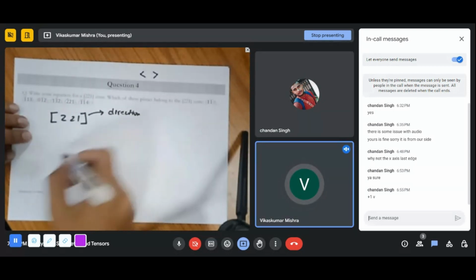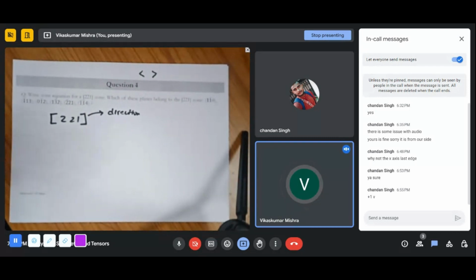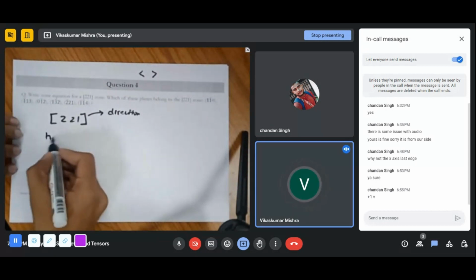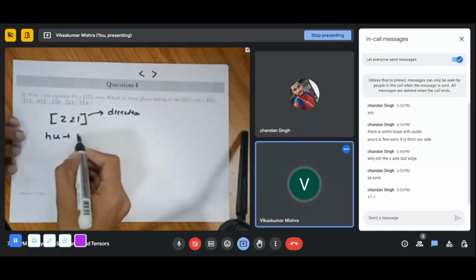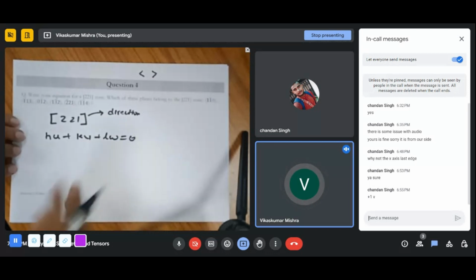Okay, so now the question is asking us to write a zone equation. What is a zone equation? We just read it, right? We just know what a zone equation is. That is h times u plus k times v plus l times w equals 0. This is nothing but the zone equation.